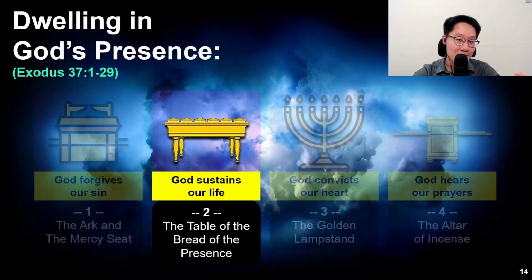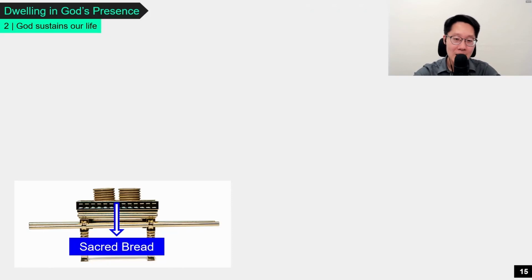And as we dwell in his presence, we are also reminded that God sustains our life. So the table of the bread of the presence, as I mentioned earlier, holds the sacred bread, right? And what the priest needs to do is place 12 loaves of bread on the table in two stacks, 6 loaves per stack. And the 12 loaves of bread actually represent the 12 tribes of Israel at that time.